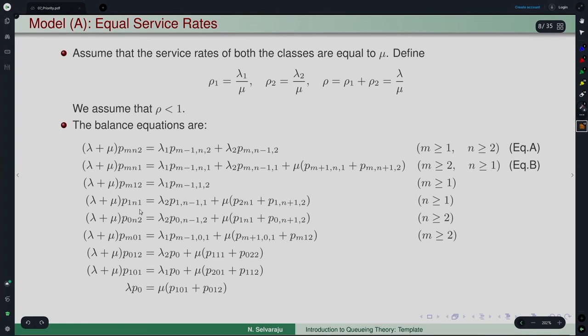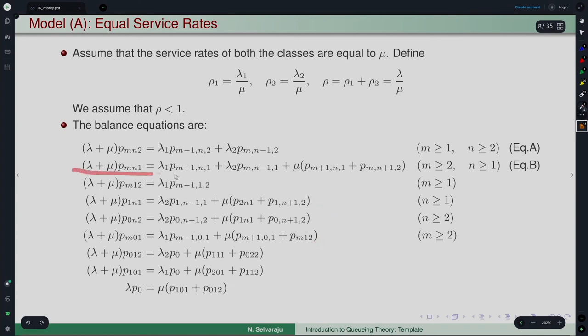Say, for example, this 1 n 1, 0 n 2, m 0 1. So, these are all specific to these particular states 0 1 2. There is one customer in service which is priority 2, and there is one customer in service which is priority 1. In that case, how does this behave? So, you need to carefully look at and write down these portions.